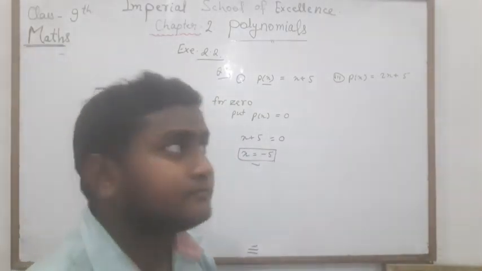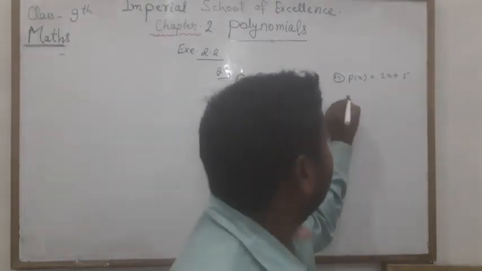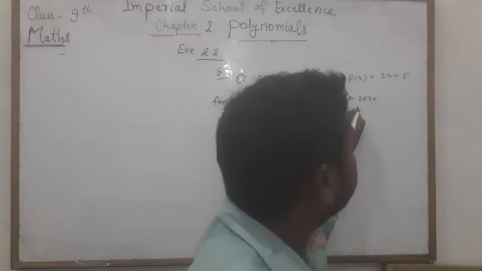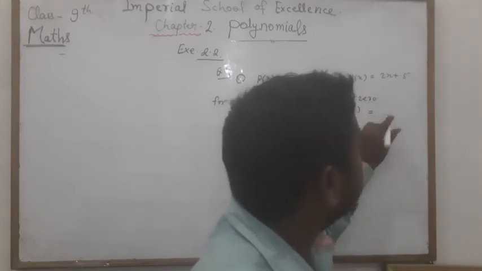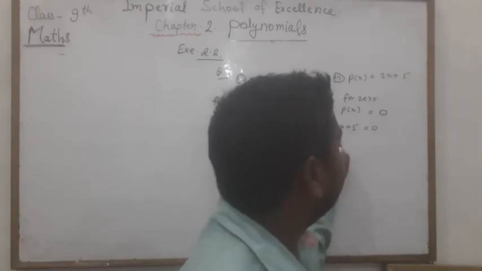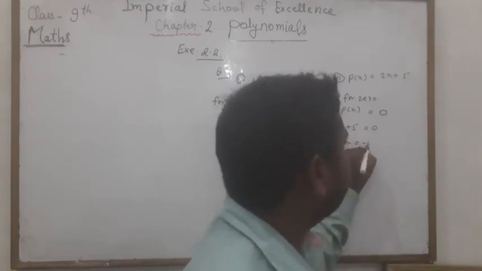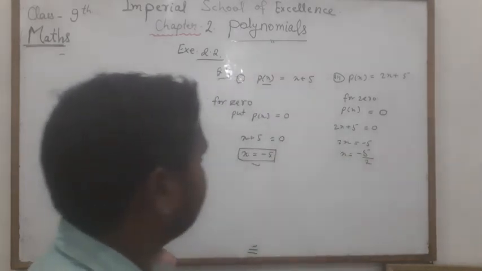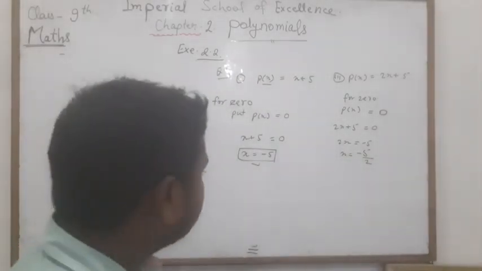ओके, लेट्स सी हियर फॉर 0 put p(x) this is equal to 0 means 2x plus 5 is equal to 0. so this 2x is equal to -5, so x is equal to -5/2. okay, answer. let's see this question number 7.